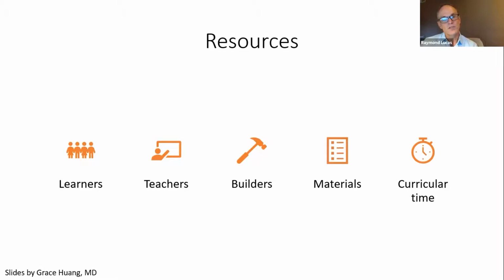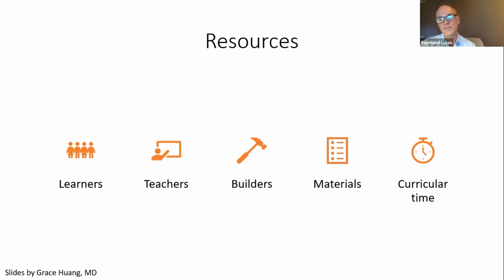The builders, as we call them, are other people who may need to help you with some technical and other aspects. For example, if you want to do a video as part of your educational module, who's going to make the video? Who's going to edit the video? What kind of software are you going to use? What platform are you going to host it on? So there's a bunch of building materials that you're going to need for your educational module.